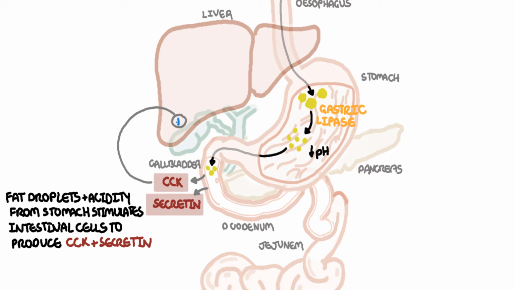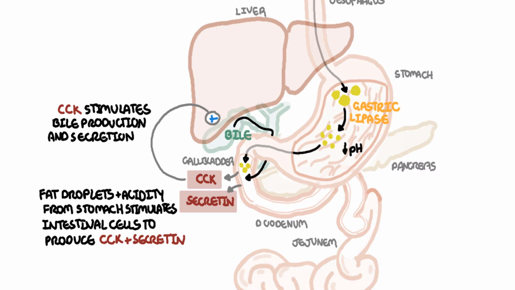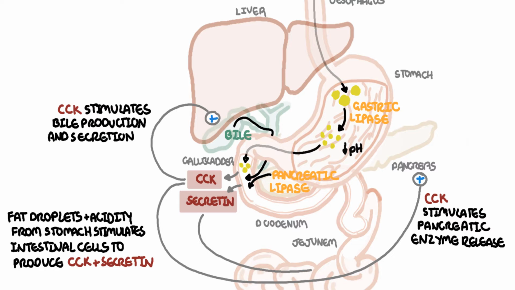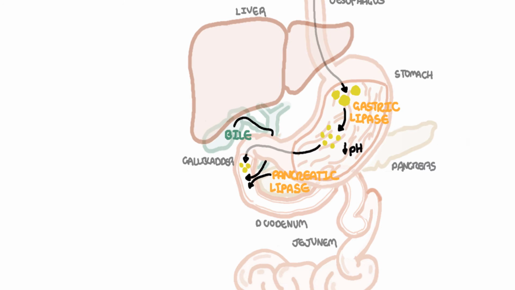CCK stimulates bile production and secretion. CCK also stimulates pancreatic enzyme release, known as the pancreatic juice. Secretin, on the other hand, will stimulate bicarbonate secretion from the pancreas. And this is in order to raise the intraluminal pH to approximately 6.5, which is the optimum environment for fat digestion.